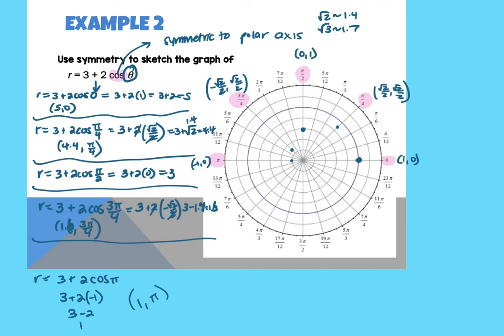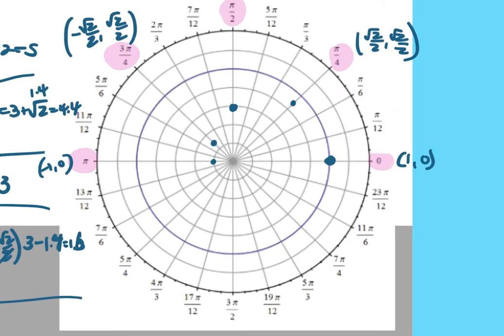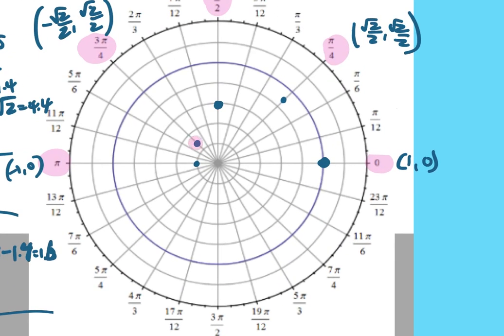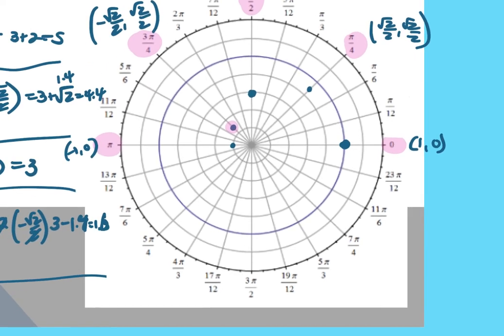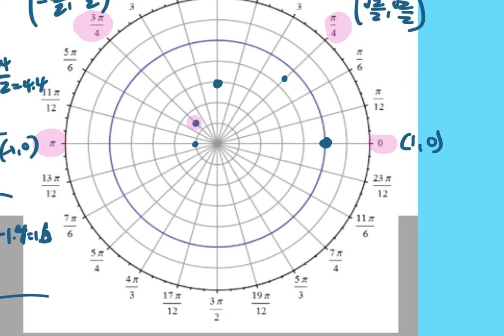By knowing it's symmetric to the polar axis, I can now take all those points that are above my polar axis and reflect them down below. So this coordinate point at 3 pi over 4, 1.4, I'm going to reflect down to 5 pi over 4, 1.4. I'm doing the 5 pi over 4 one first.